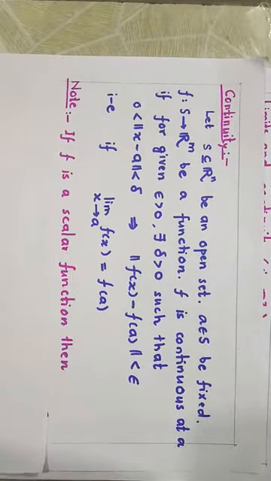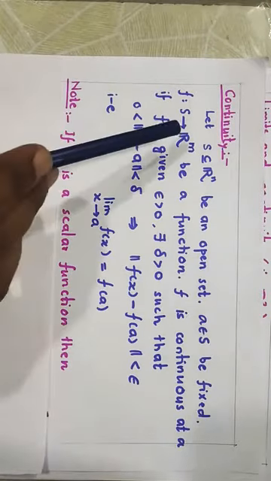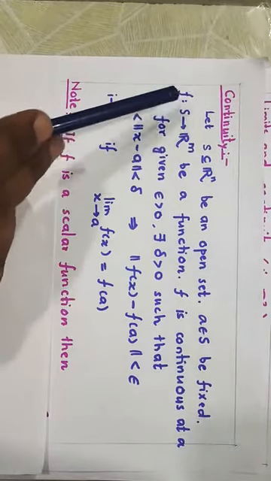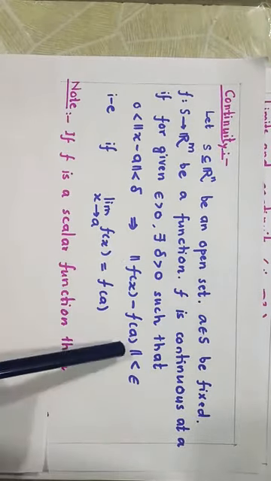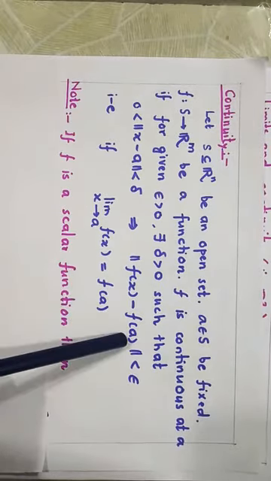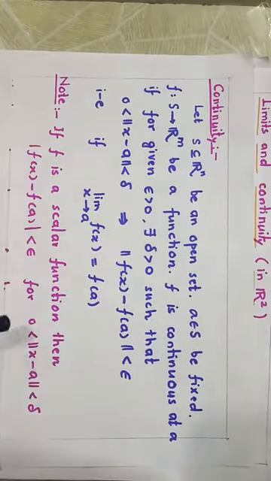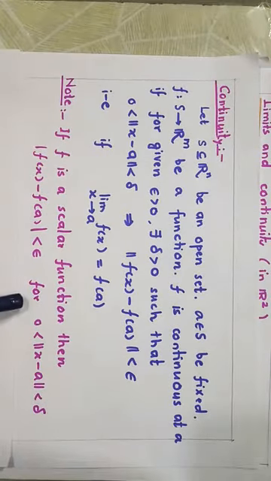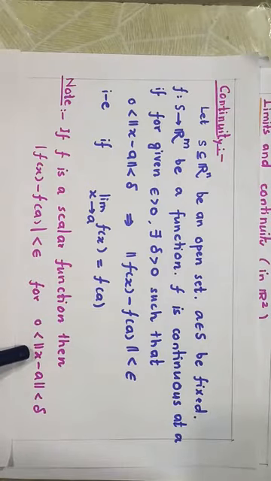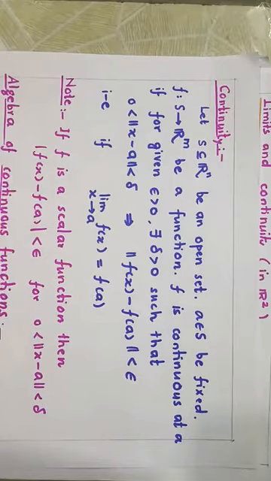And if this function is a scalar function, then it means this m is equal to 1. f will be from S to R. Then instead of this norm, it will be here mod of f of x minus f of a. That is the only difference. So if f is a scalar function, then mod of f of x minus f of a less than epsilon for norm of x minus a less than delta, then this is a continuous function.